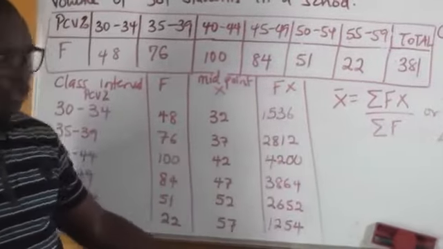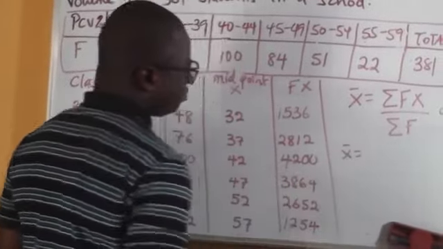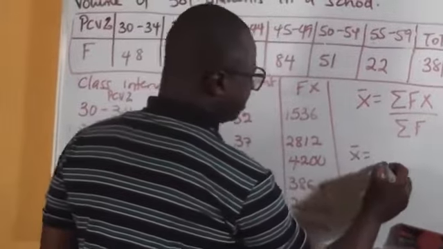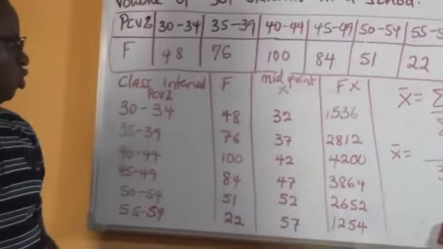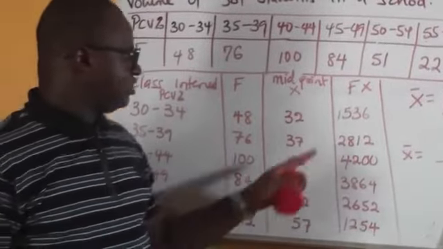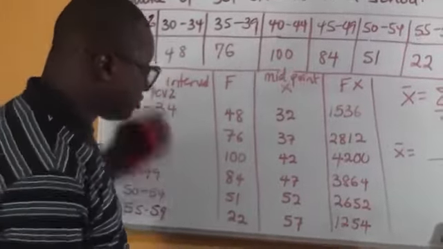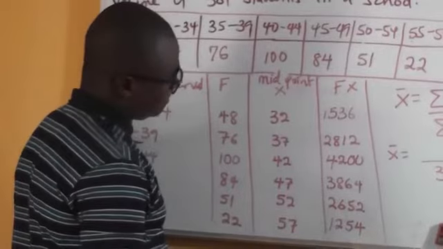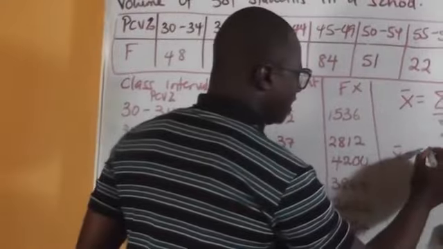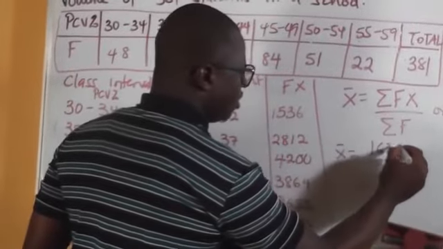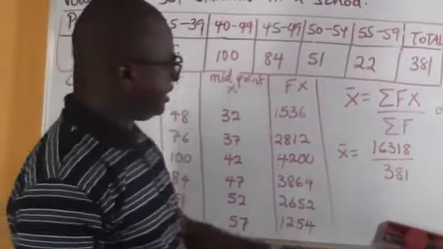But let's sum this fx column. We'll add up everything together. So let's see what we have. Summation fx all over 381. So we have 1536, keep adding. So our answer is 16318. If you sum everything this way, you have 16318.